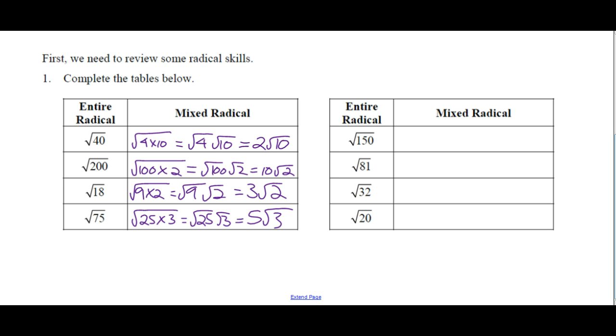So 25, how many times does 25 go in? 6. So it's the root of 25 times 6, which is root 25 root 6, or 5 root 6. What's the square root of 81? 9. So here's what's going to happen.